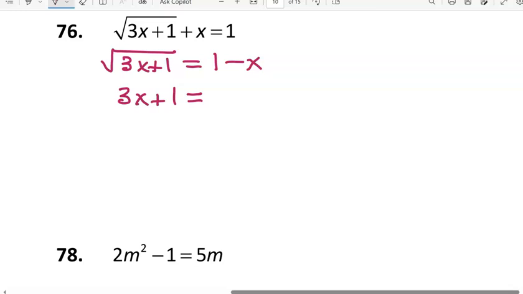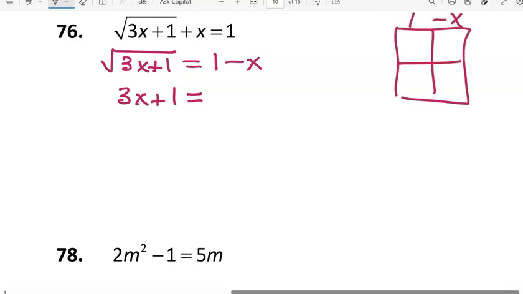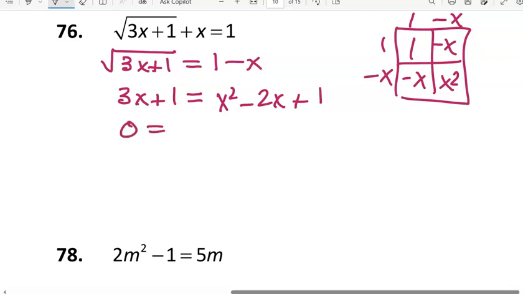And then squaring 1 minus x is 1 minus x times 1 minus x. We do not distribute squaring over subtraction. So I'm just going to multiply 1 minus x times 1 minus x, and we get x squared minus 2x plus 1. And now I'm going to bring all my terms to the right side where the x squared has a positive coefficient. So I'm going to subtract 3x. And if I subtract 1, the constant terms are gone.